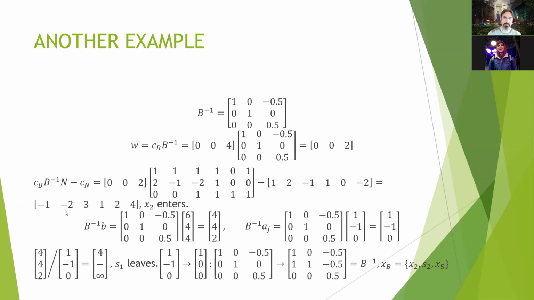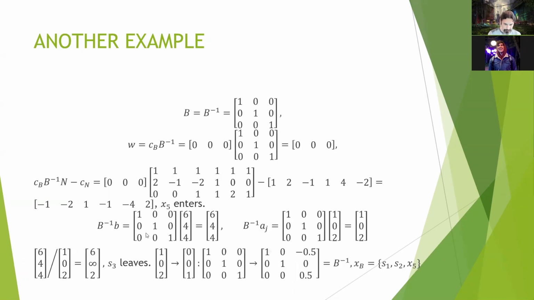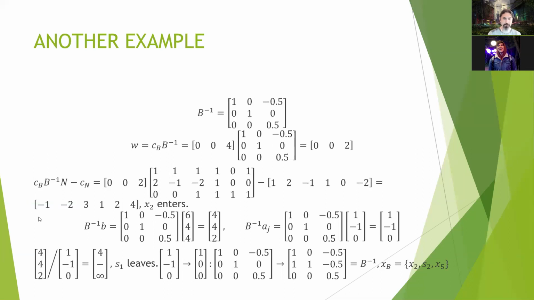Now, the most negative one is over here, -2. So x2 will enter. Why? Because remember this one. We already know that x5 has entered and s3 has left. So this belongs to x1, x2, x3, x4, s3, x6. So this is for s3, this is for x2. So x2 enters. So who leaves? Well, we will see. We have to make the ratio test.